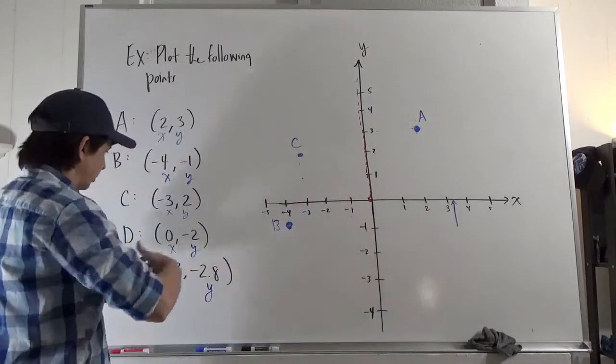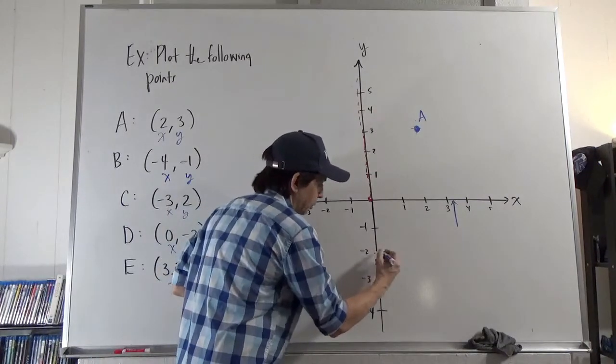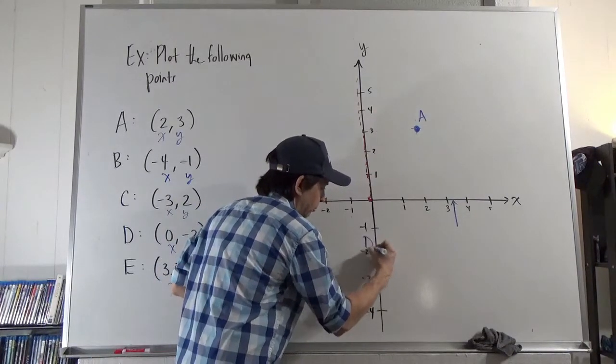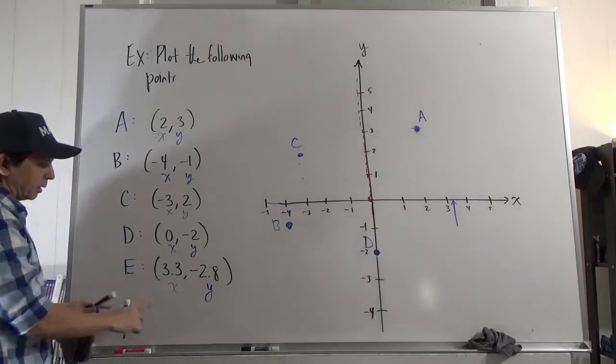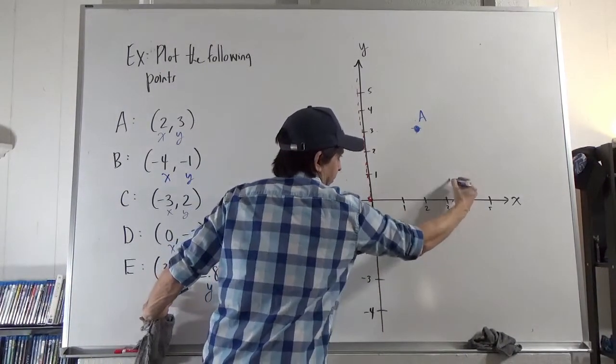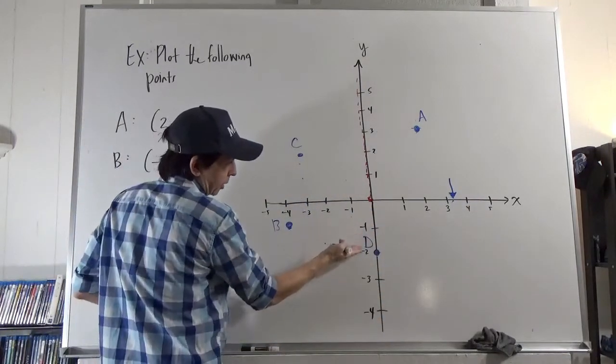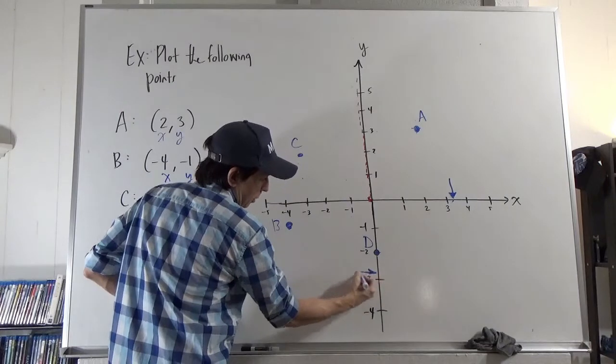Okay, I did have a point D, which I just erased, but let me put it back. It's not what I'm doing now, I'm just putting D back. That was D. But now I'm trying to do E. 3.3 is going to be there. Negative 2.8, negative 1, negative 2. I'm going to say it's about there.